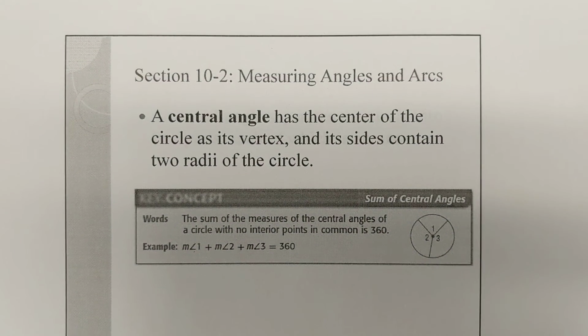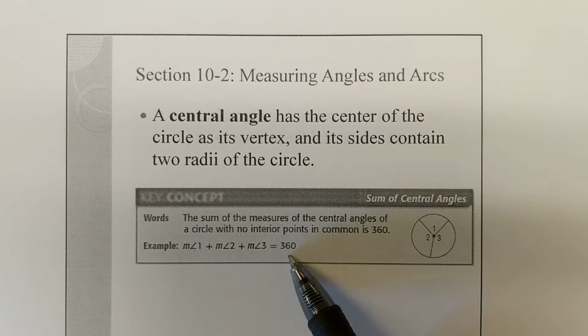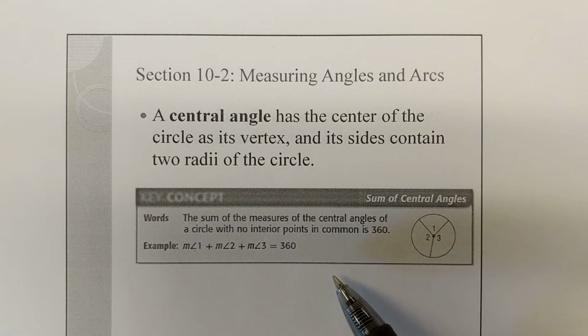To start, you have a central angle, which has the center of the circle as its vertex, and its sides contain the 2 radii of the circle. So what that means, if you look at the figure down here, angle 1, 2, and 3 are all central angles. They have their vertex at the center, and radii make up the sides of the angle. Now the thing about circles is they have 360 degrees total, which means all of the central angles, however many you have, have to add up to 360.